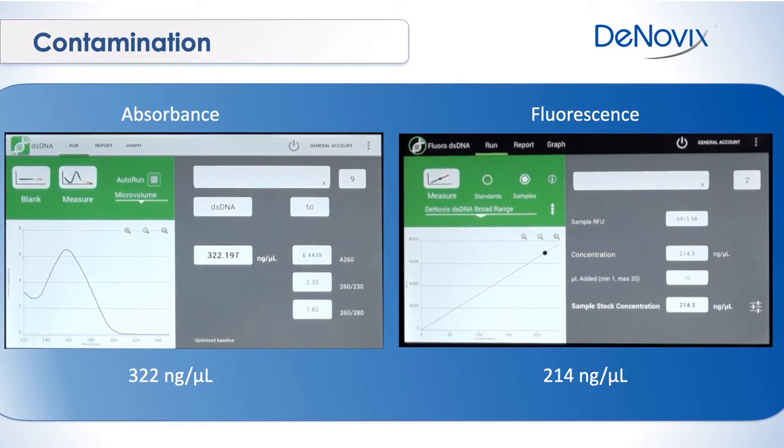So the difference between these measurements is due to the fact that this DNA sample has been spiked with RNA. So it has contaminating RNA of around 100 nanograms per microliter in it. And you'll see that because it's a nucleic acid, and all nucleic acids absorb at 260 nanometers, absorbance can't differentiate between the two, but the fluorescence measurement gives us a very specific measurement for our double-stranded DNA.